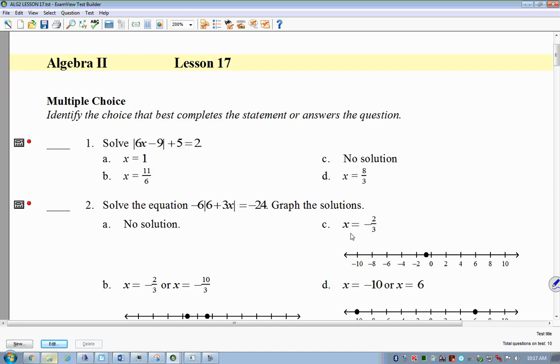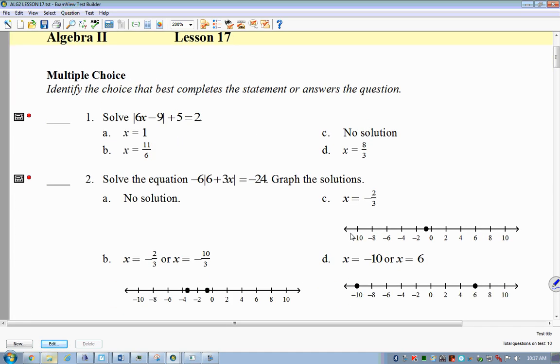All right, so looking at this first one, remember rule number 1. What was rule number 1? All right, so what do I do here, Angela, to isolate the absolute value? Subtract 5. All right, so as I rewrite that, I'm getting an absolute value of 6x minus 9 equals what? Negative 3. Okay. All right, what's next?